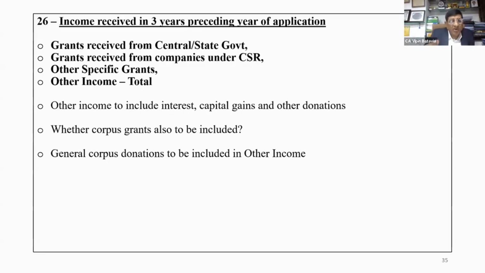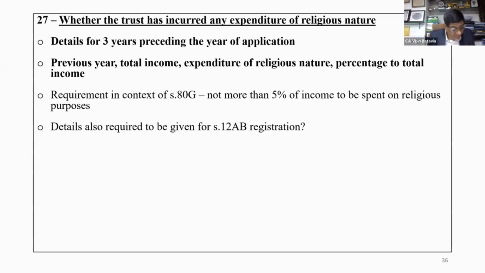Whether the corpus grants are also to be included? Yes, certainly, those will be other specific grants. So general corpus donations are to be included in other income.